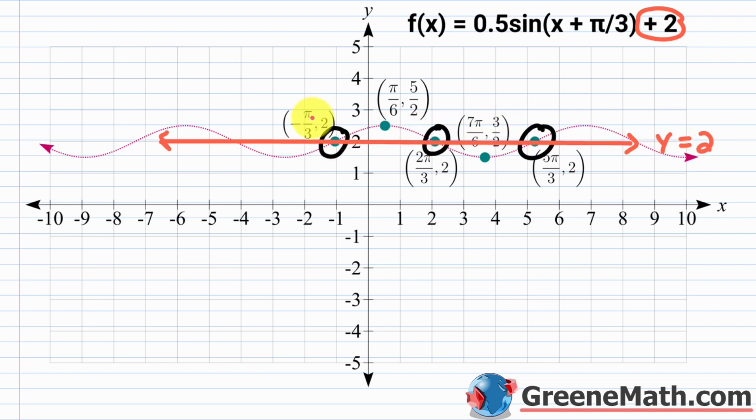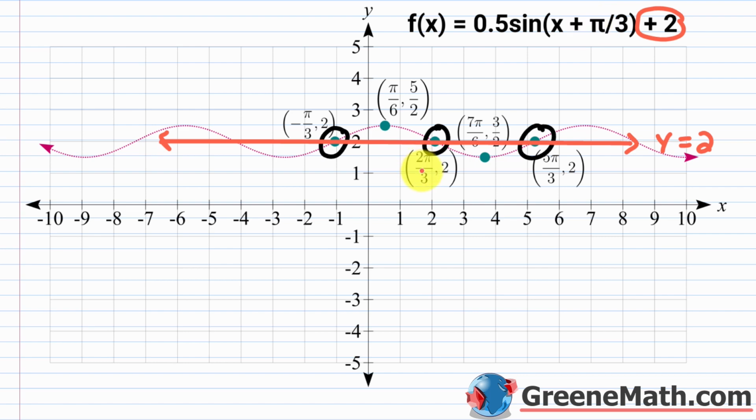So anywhere where you're hitting that line, y equals 2, where your y coordinate is 2, that means that the x value there is going to be a place where the cosecant function is undefined, so you'd have a vertical asymptote. In other words, if I plugged in a -pi/3, -pi/3 plus pi/3, that's 0. The sine of 0 is 0. But again, if you had the cosecant of 0, you would get undefined because the sine value is 0.